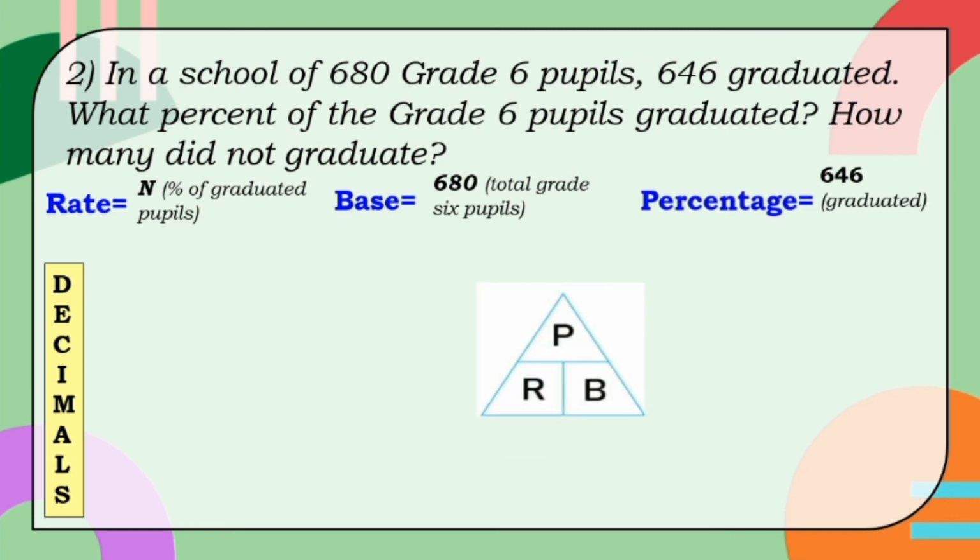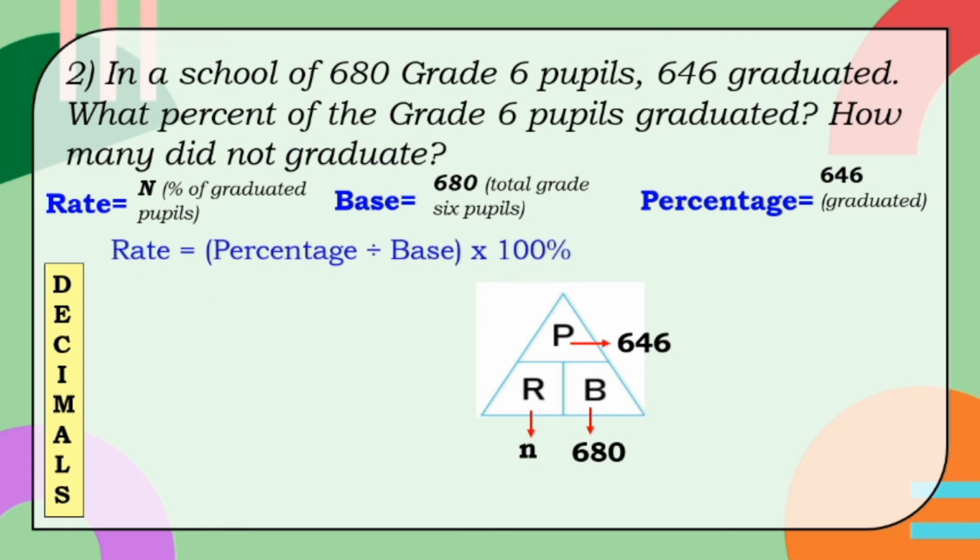Using Tatian's triangle, R, N. B is 680. P is 646. So, ang nawawala ay rate. The formula is rate equals parenthesis percentage divided by base times 100%. Let R be the rate. So, R equals 646 divided by 680.